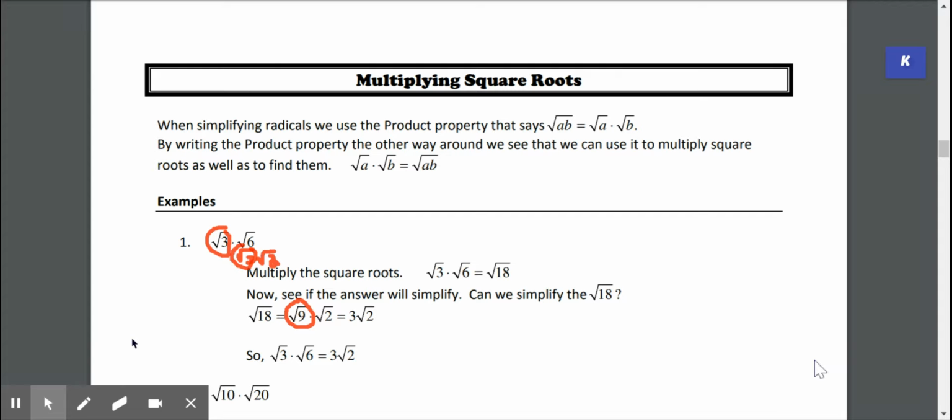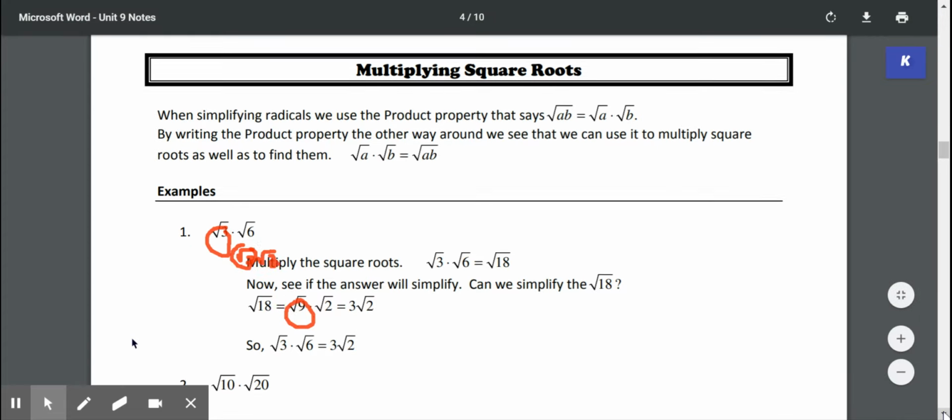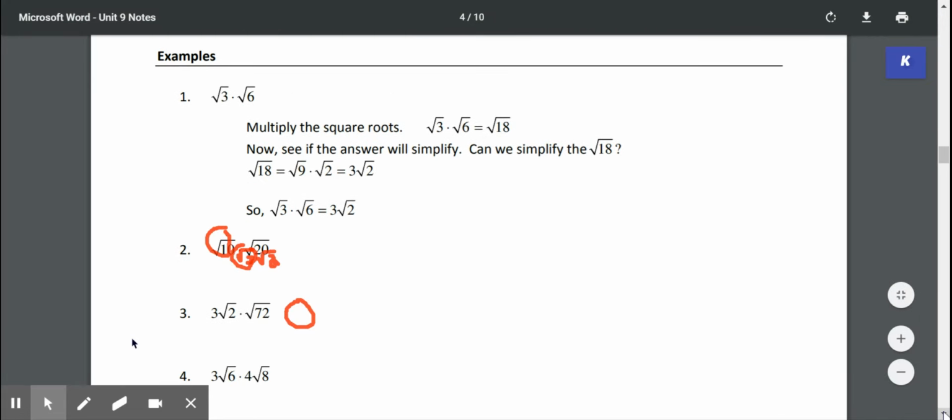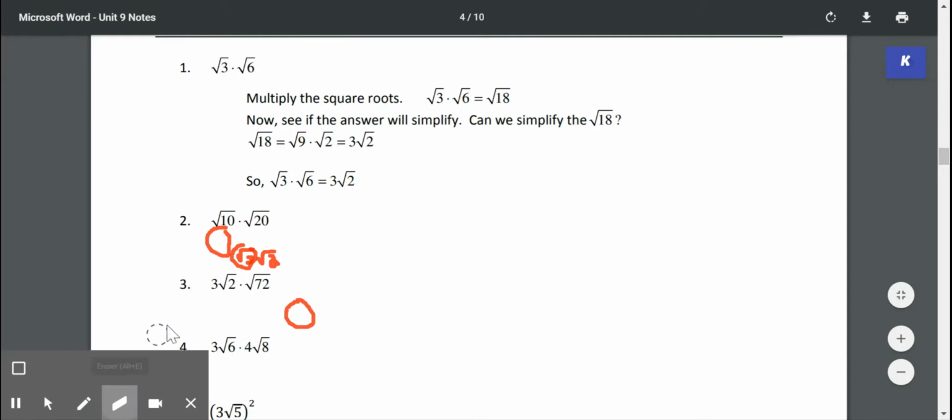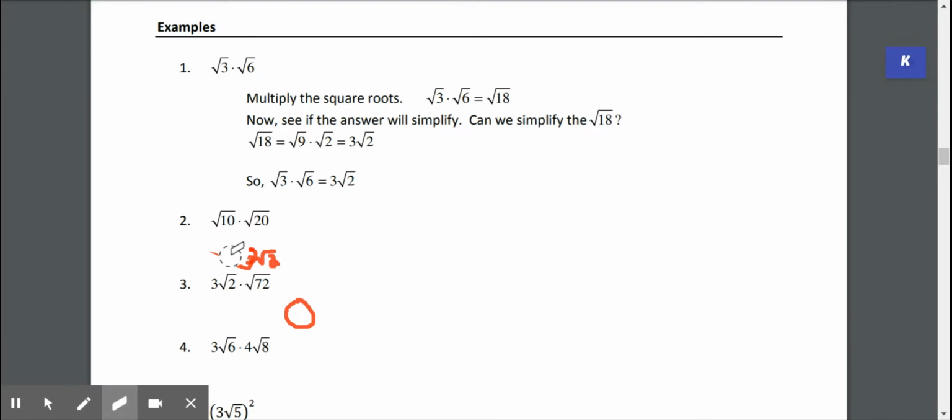So if I'm taking a look at our first example down below, I apologize. Let me erase some of these. We've got square root 10, square root 20. Okay. When I'm looking at that, I can say square root 10 times square root 20. They're both underneath radicals. I can multiply them together, and you would get square root 200.